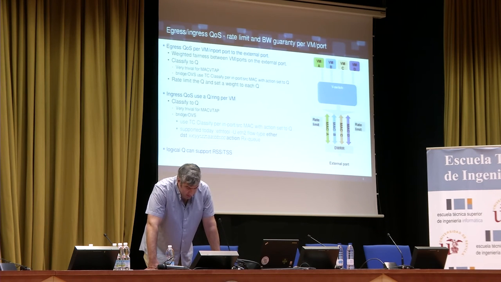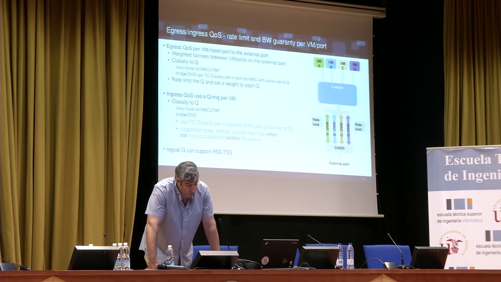And of course, for the ingress, we can do the classifying in the hardware. When we do the classification, we can have a separate ring for each kind of traffic, if it's a virtual port or a destination MAC. So we're using TC in order to offload this classifier to the hardware, and then forward it to a specific ring. So we can have a specific ring for each virtual port.